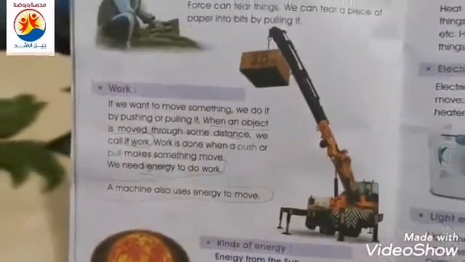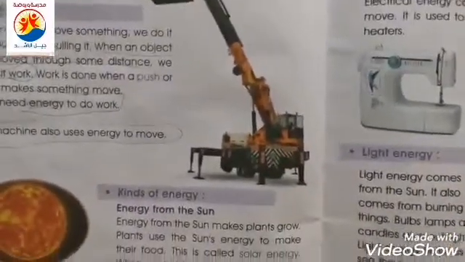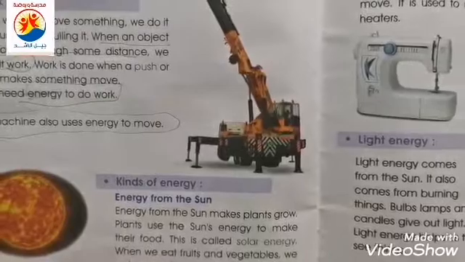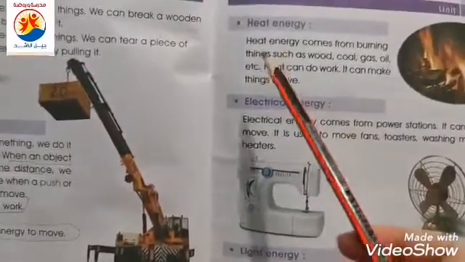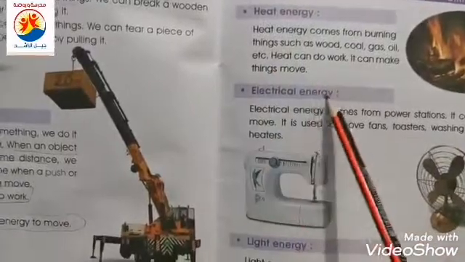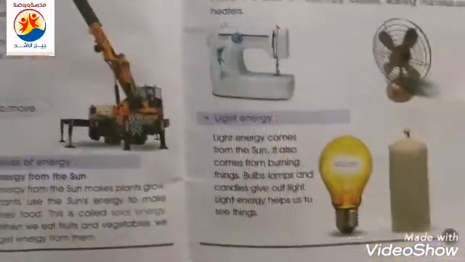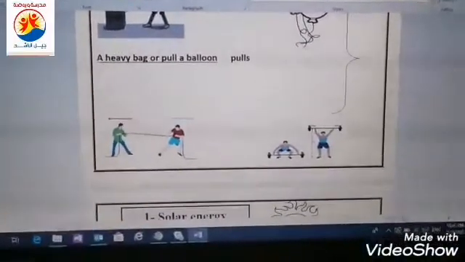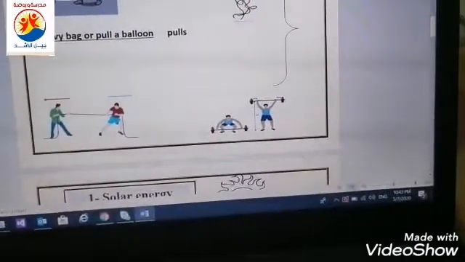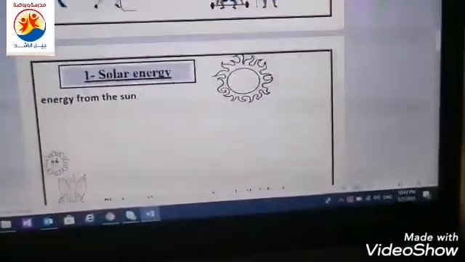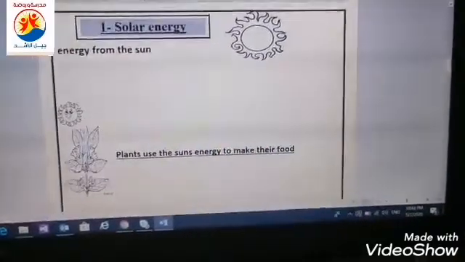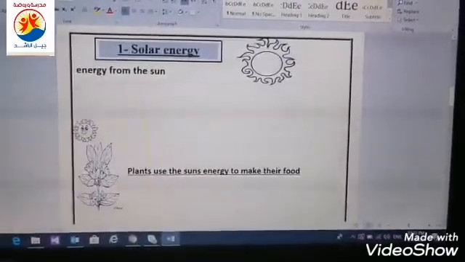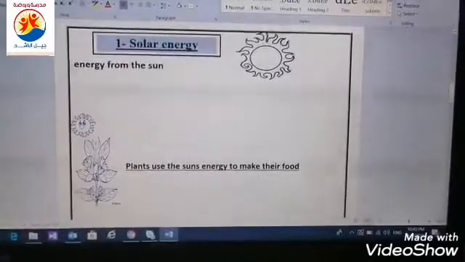So, we talked about energy. Let's see the kinds of energy. We have energy from the sun. We have heat energy. We have electrical energy and light energy as well. Okay, so let's see what we have here for energy. Solar energy. What is solar energy? Solar energy is the energy that comes from the sun.